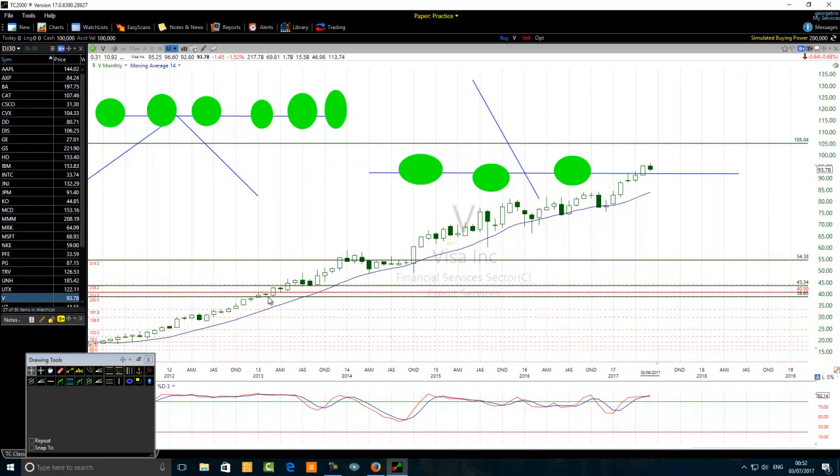If you look at this stock Visa, this is what has happened here. Now, they allow it to cross above it.